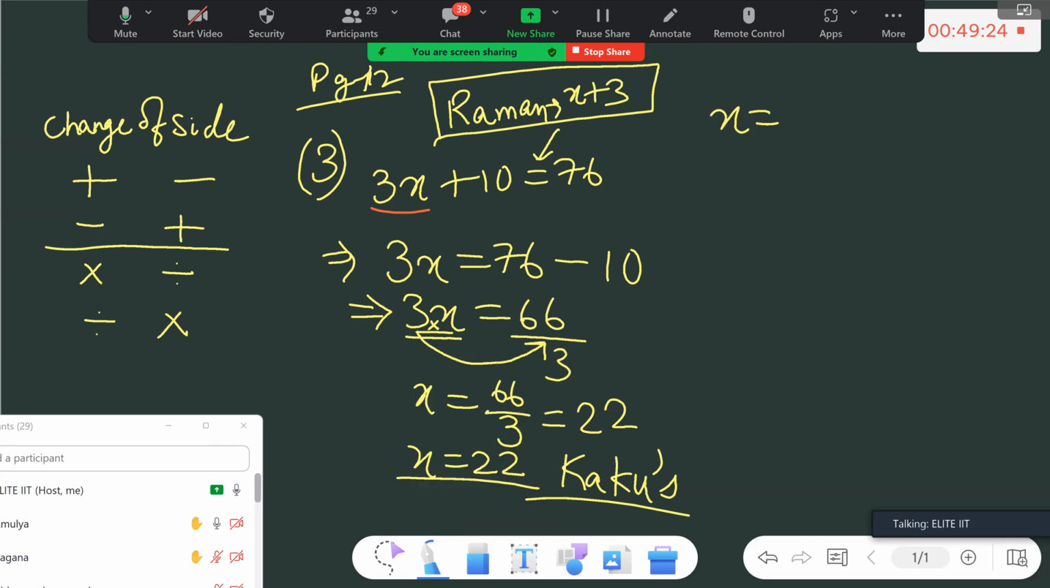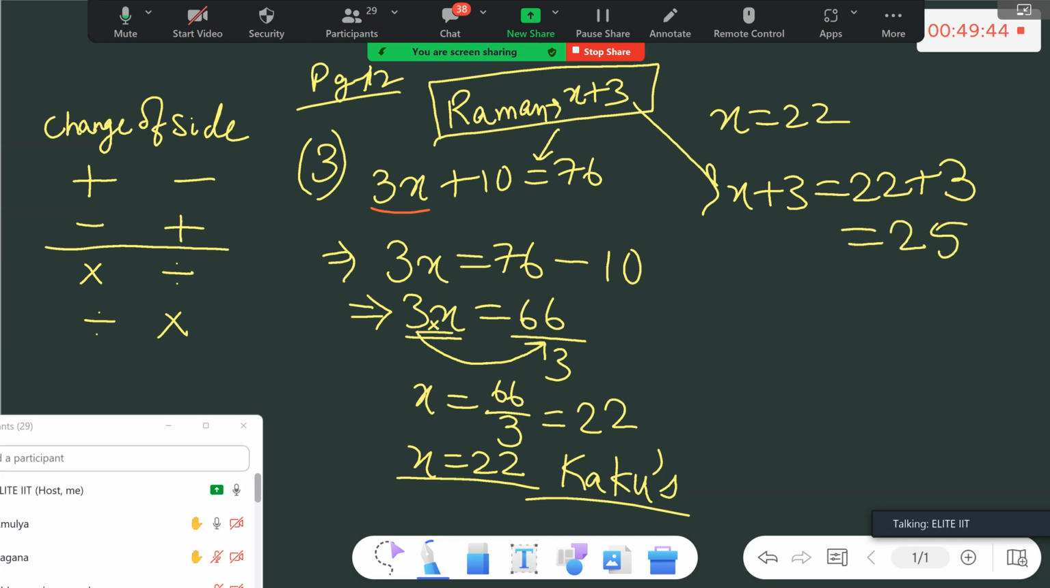So now we got x equal to 22. So what will be Raman's marks? X plus 3? No, x is what? X is 22, isn't it? So x plus 3 is 25, isn't it? So is your answer 25, Raman's marks? Exactly, okay.